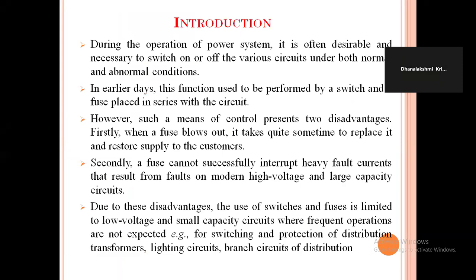In earlier days, fuses and switches were used to protect the circuit. However, the power system size increased and voltage level also increased. So these methods became insufficient, namely due to delay in restoring supply and their inability to handle steady fault current. Suppose an overload occurs, a fuse blows out and it takes some time to replace it and restore supply to the customer. Due to these disadvantages of fuses and switches, we move to the circuit breaker.